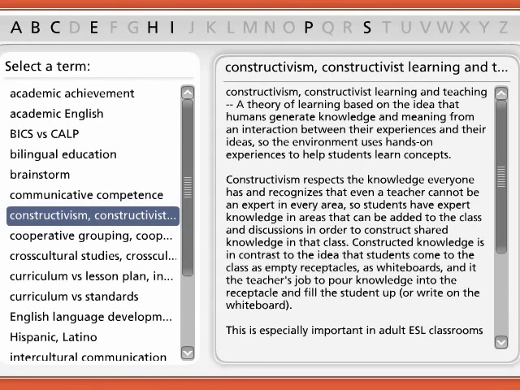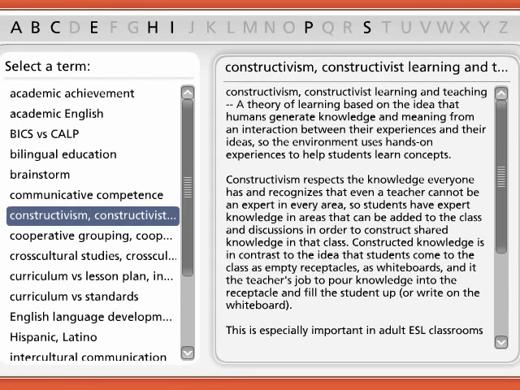Constructivism, constructivist learning, and constructivist teaching. Constructivism is a theory of learning based on the idea that humans generate knowledge and meaning from an interaction between their experiences and their ideas. So the environment uses hands-on experiences to help students learn concepts. Usually. It doesn't always have to be hands-on experiences. It takes the experience they have.